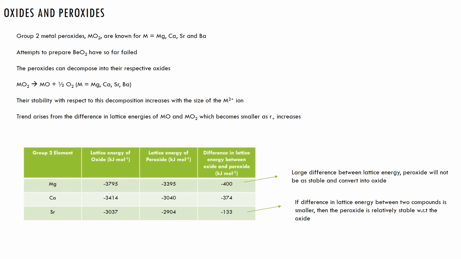You can see there, for example, that the difference between the lattice energy of magnesium oxide and magnesium peroxide is about 400 kilojoules per mole. And because the difference is very large, we would predict that if you had the peroxide out on the bench, it would convert back into the oxide. And you'll note then the difference between strontium oxide and strontium peroxide is much smaller. So because that difference in lattice energy is smaller, we would predict that the peroxide is relatively stable with respect to the oxide.